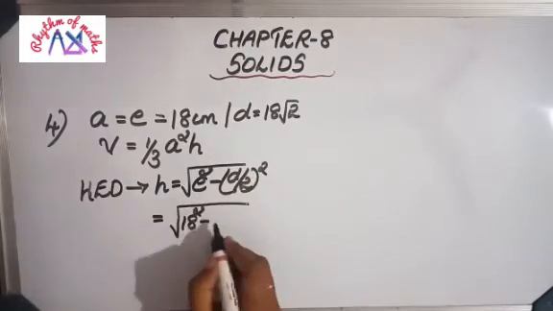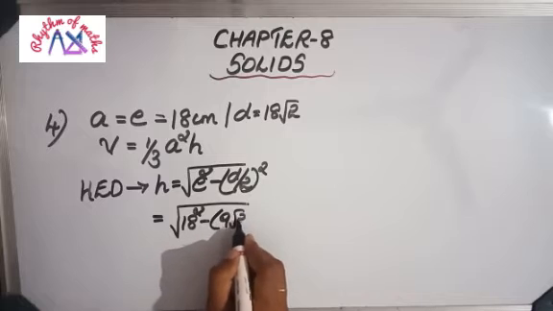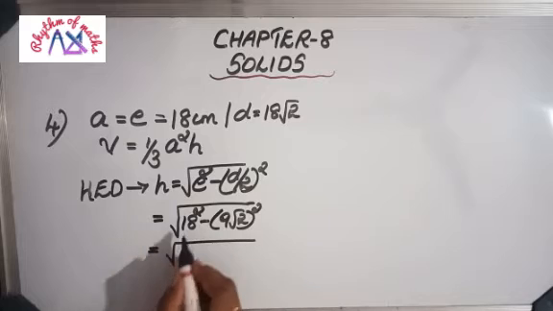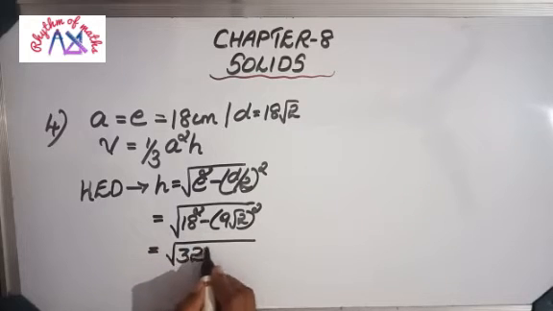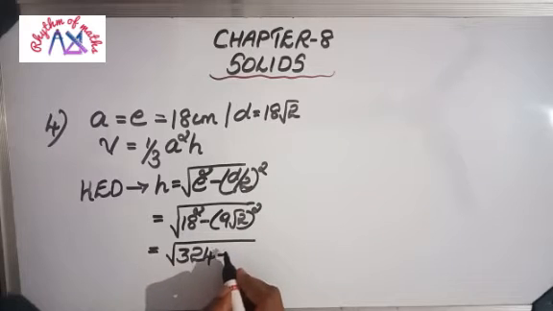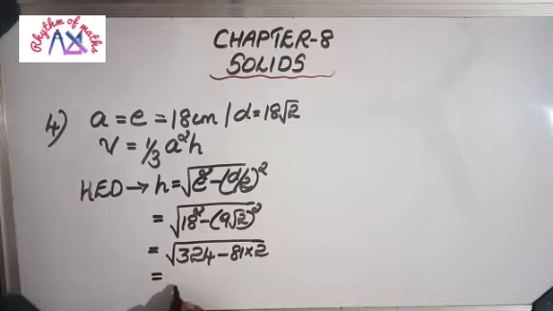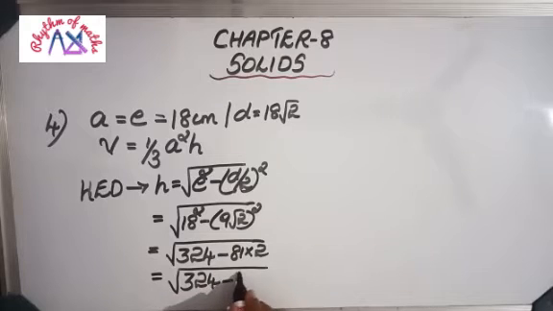So 18 by 2 is 9, so (9 root 2) whole square. That is equal to root of 18 square is 324, minus 9 square is 81 into root 2 square is 2. That is equal to root of 324 minus 162. When you subtract this, you will get the same answer, root 162. Root 162 is the height of this pyramid. No need to simplify, you can write root 162.